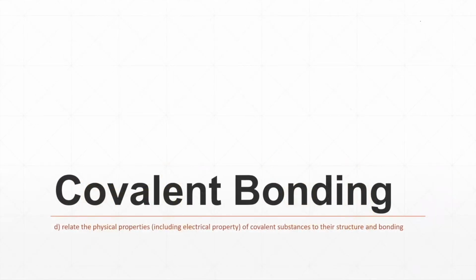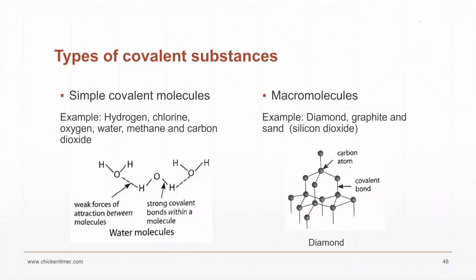Physical properties. So you have two types of covalent molecules: the simple covalent molecules and the macromolecules on the right here. This one is not in your syllabus, so what you do is only the simple covalent molecules.